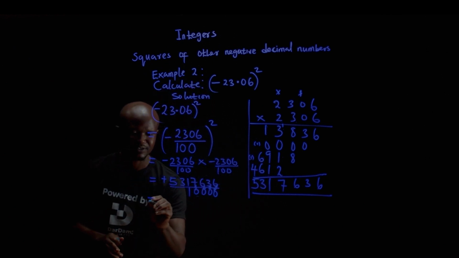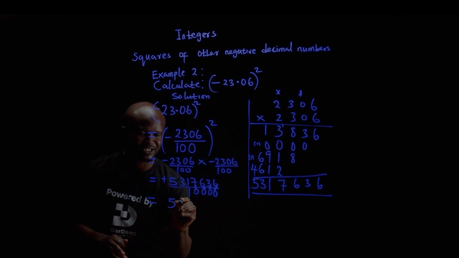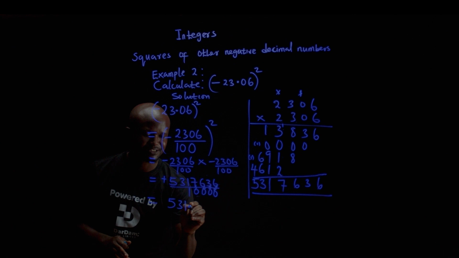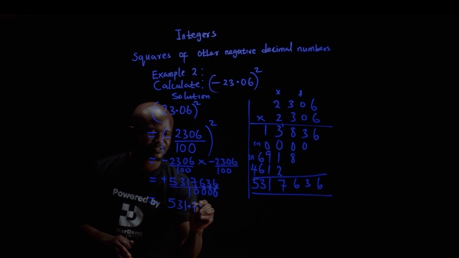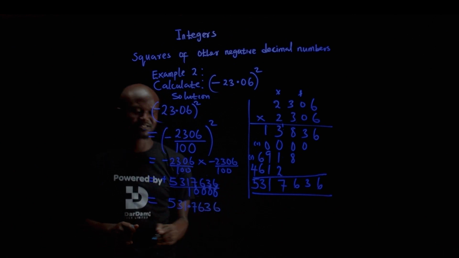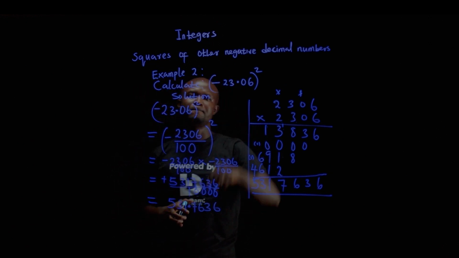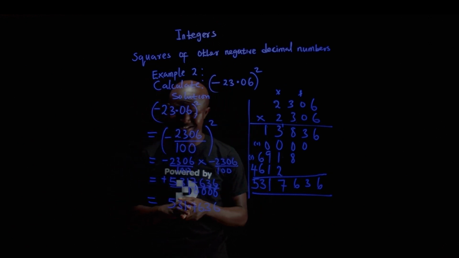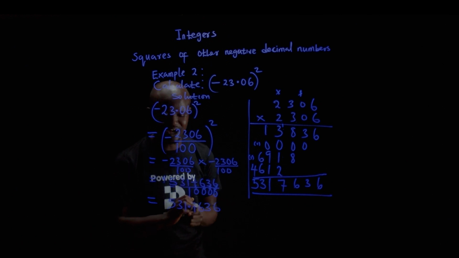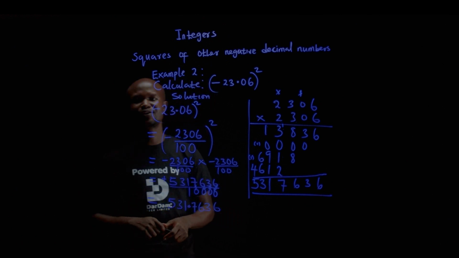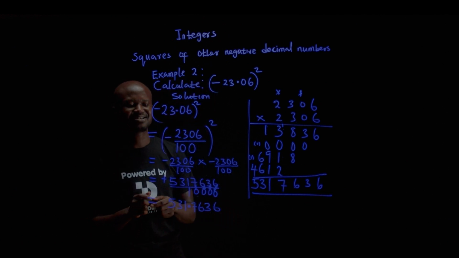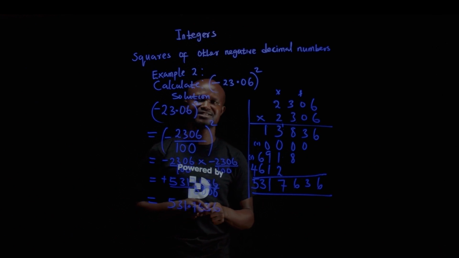So we now have our answer to be 531.7636. So it means that the square of minus 23.06 is equal to what? 531.7636. That is the answer to the problem.